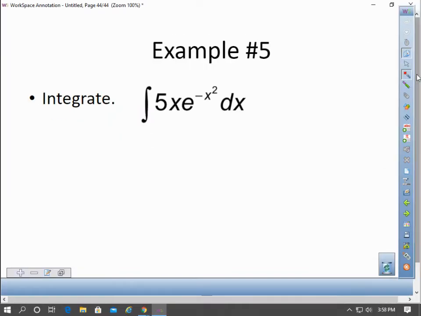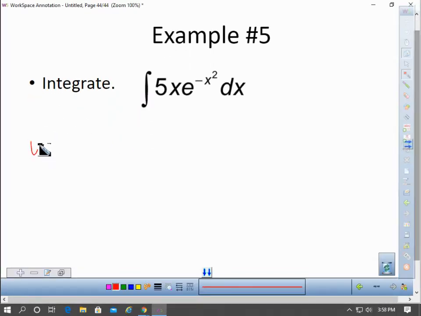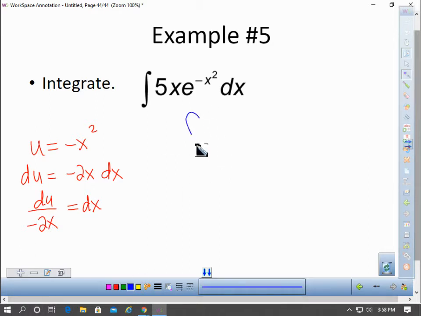All right, next one. Again, u is going to be the exponent of my e, so that'll be negative x squared. So du is going to equal, the derivative of this is negative 2x, and then my bookend dx. Solve for dx, so divide by negative 2x. So now I'm ready to trade out. So this is 5x, hang on to that. That'll be e to the u, because I made my u the negative x squared. In place of dx, I'm going to put this fraction, du over negative 2x.